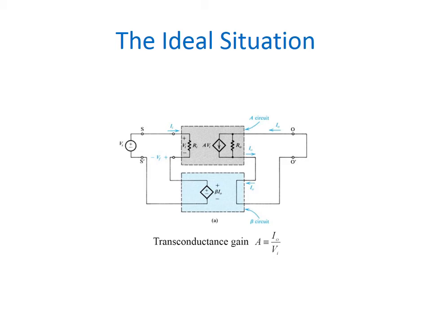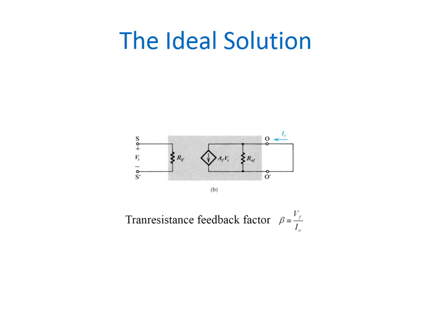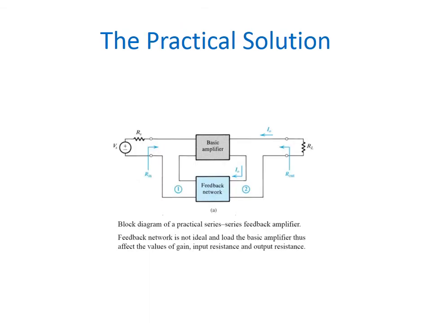See here the output value is in terms of current and the input is in terms of voltage, that's why we are calculating I0 by Vi. So this is the equivalent circuit for the previous circuit. Here the beta factor can be calculated as Vf by I0. So this is the practical series feedback amplifier.